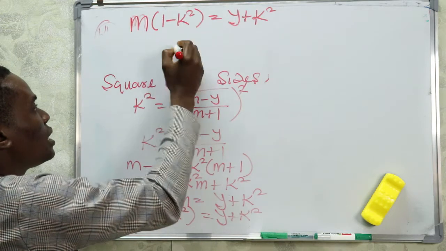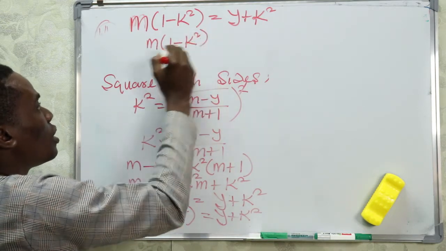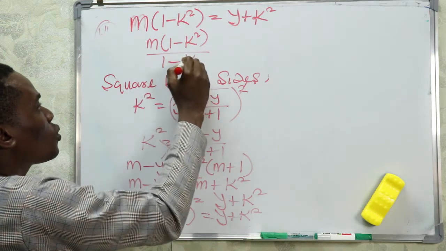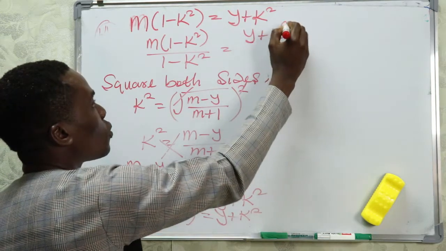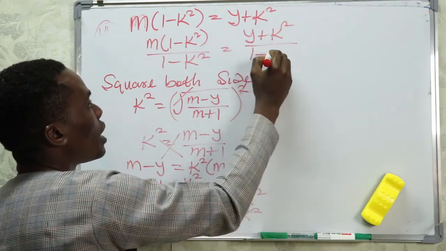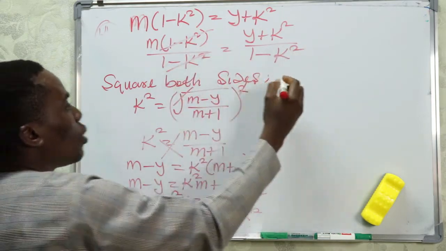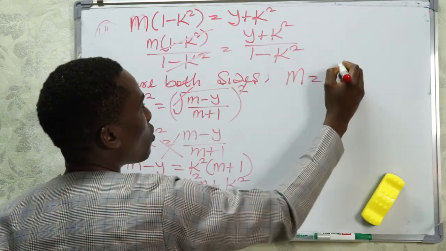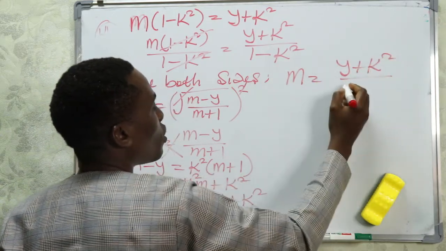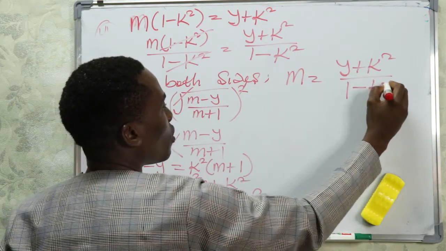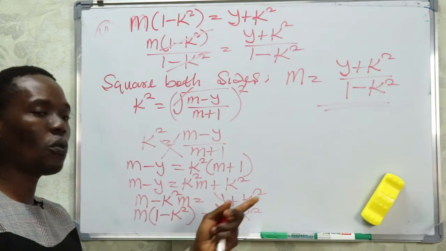So if we divide this, m into bracket 1 minus k squared divided by 1 minus k squared equal to y plus k squared all over 1 minus k squared. This will cut this, and we'll finally have our m to be equal to y plus k squared all over 1 minus k squared. So that is the solution to this sample question.